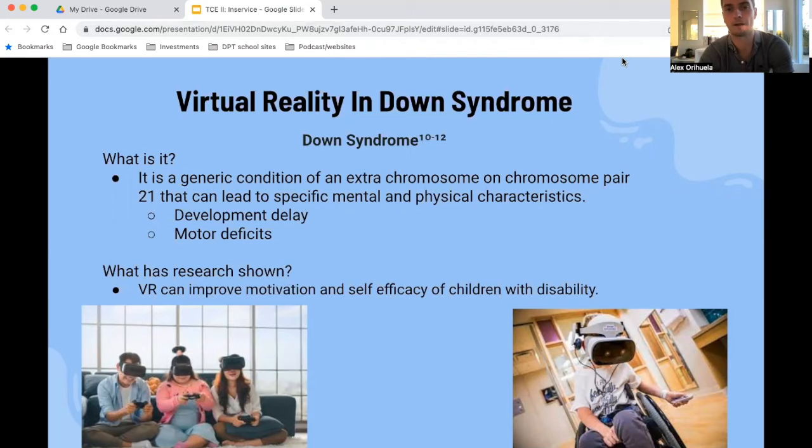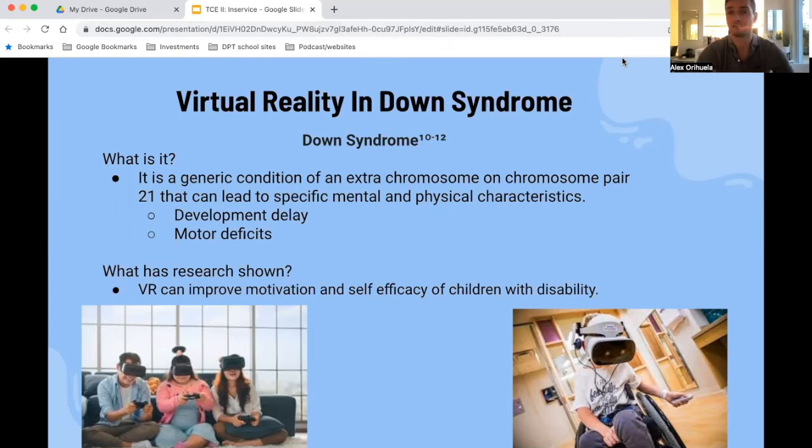So now we're going to talk about virtual reality in Down syndrome. And just a refresher, Down syndrome is a genetic condition where the individual diagnosed has an extra chromosome or chromosome pair 21 that can lead to specific mental, cognitive, and physical characteristics. These physical characteristics can be developmental delay or motor deficits, such as coordination issues, balance problems, strength deficits, etc.